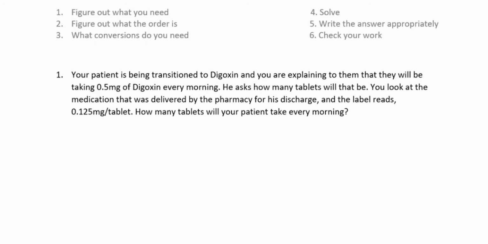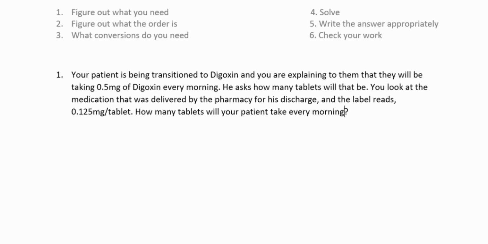All right, let's dive into how we would use our 6-step process for solving for a tablet. Okay, so your patient is being transitioned to digoxin, and you're explaining to them that they'll be taking 0.5 milligrams of digoxin every morning. He asks how many tablets that will be. You look at the medication that was delivered by the pharmacy for his discharge, and the label reads 0.125 milligrams per tablet. How many tablets will your patient take every morning?